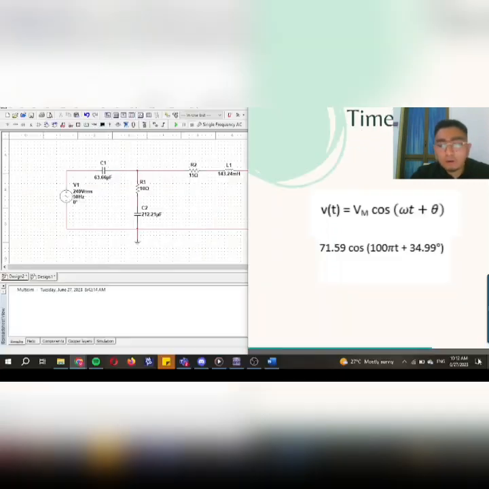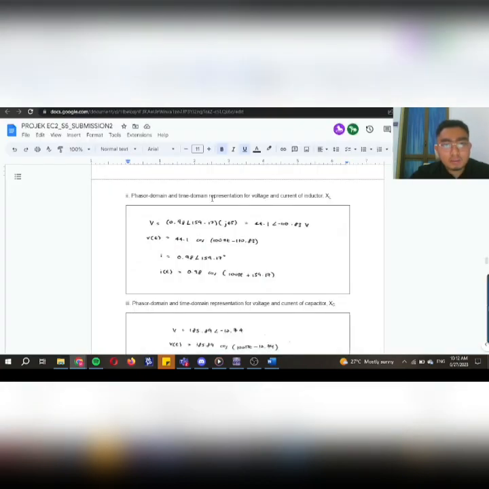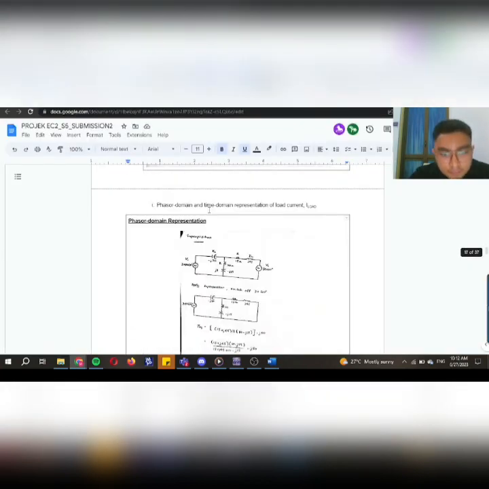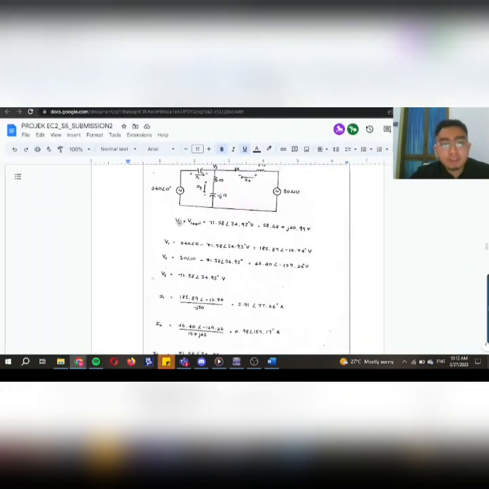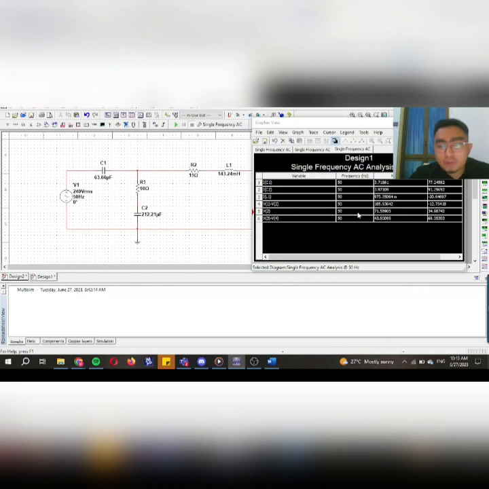So for our value for our load voltage, we obtain from our past calculations, which is here. Our load voltage we obtain from here, V2. This is from the calculation, this is for the measured. My mistake. So for our load voltage, V2 here is 71.59.